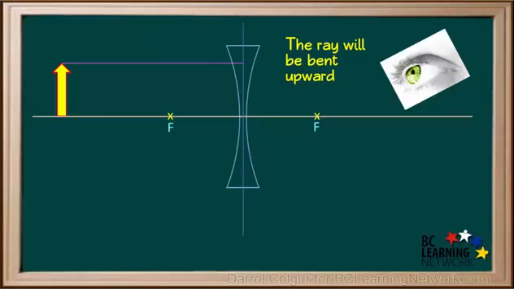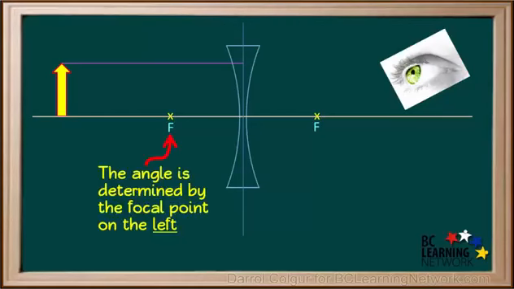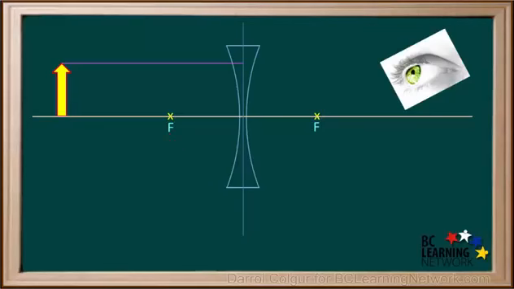We'll extend this ray temporarily just to show that it is bent upward. But we don't know the exact angle it will be bent by. In order to find out, we start by erasing the extension that we drew. The angle that the purple ray is bent by the lens is determined by the focal point on the left side of the lens. What we do is draw a dotted line from the focal point on the left to the point where the horizontal purple line hits the center of the lens, like this.